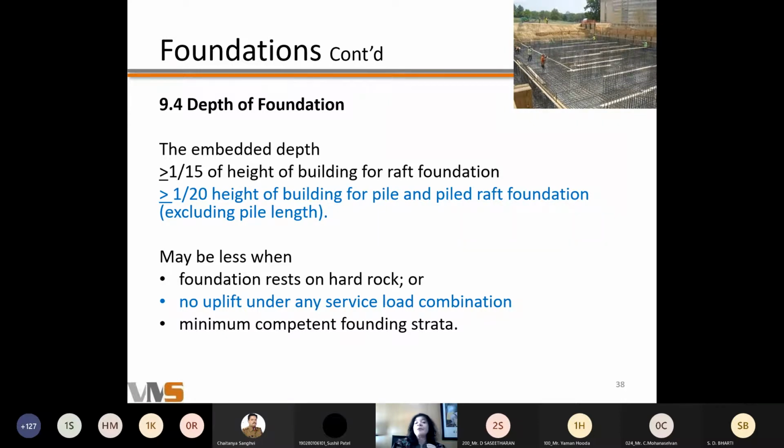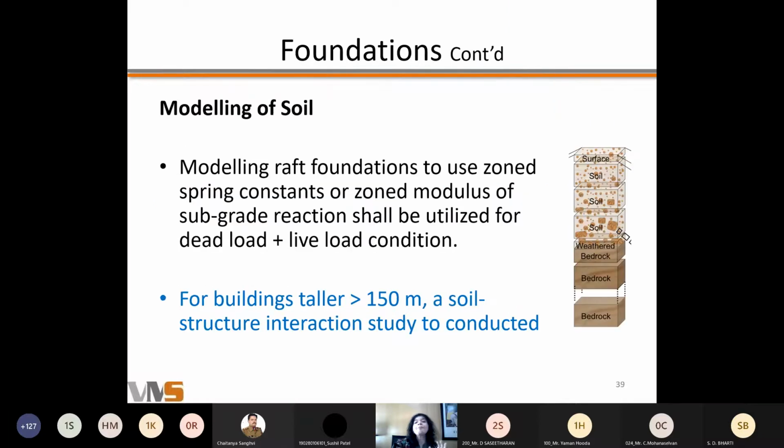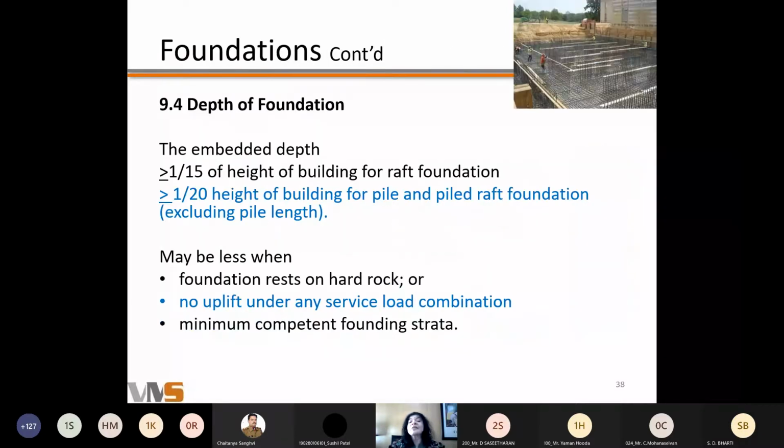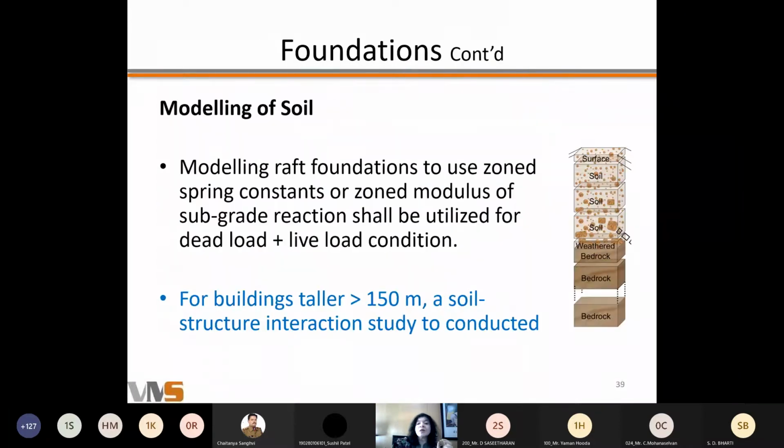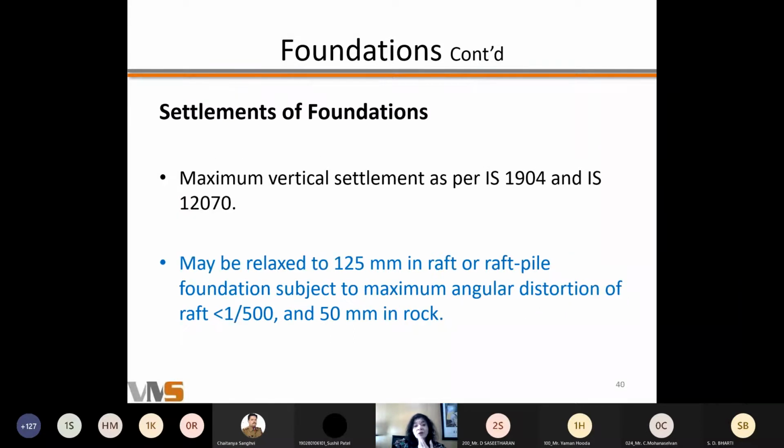So there is a certain embedment length for the rafts and the pile foundations which has been given. And of course, the point has been made that if you have hard rock, you don't need to do all of this. So that also has been specified. And the soil structure interaction for buildings of 150 meters should be considered. But for smaller buildings, there's a relaxation.